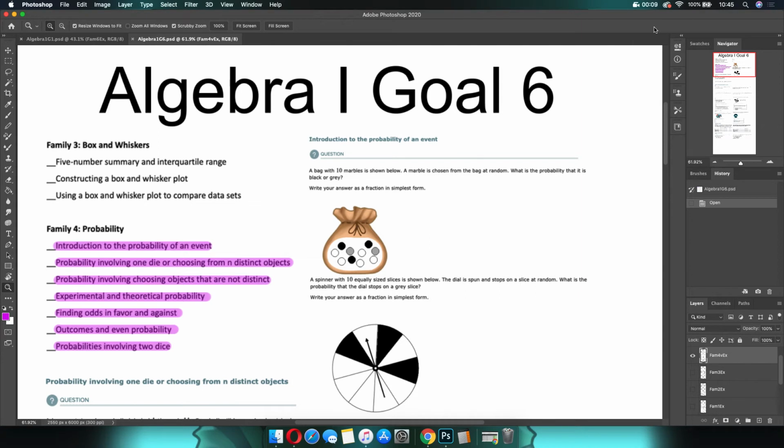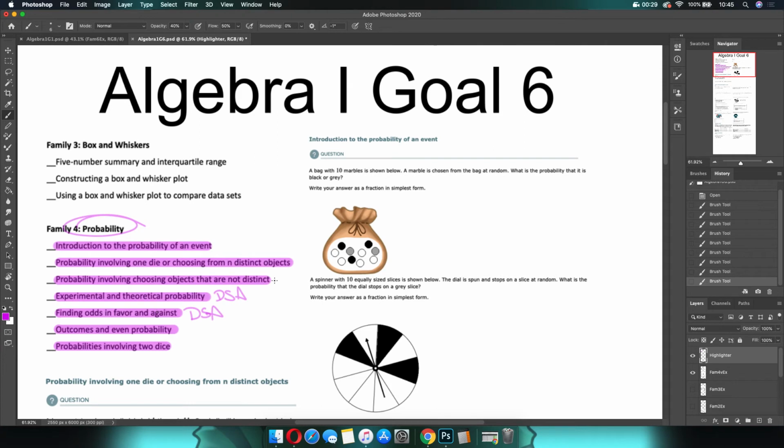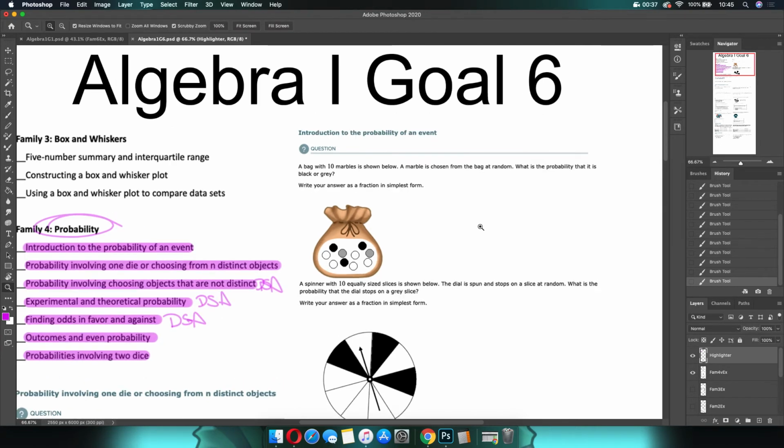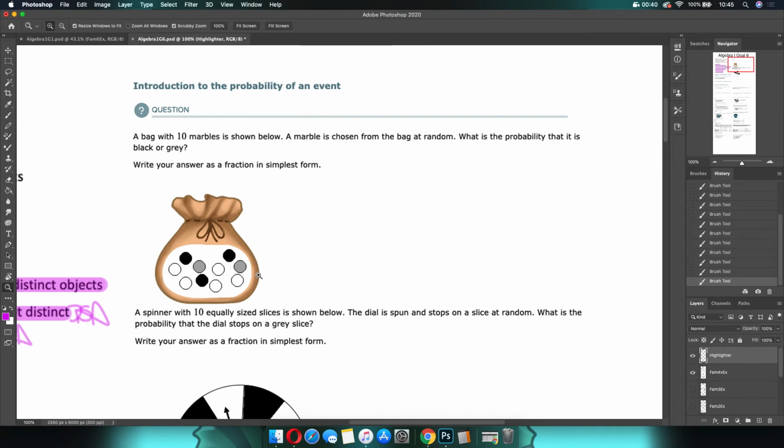Now our last little piece of probability and statistics that we're dealing with is specifically going to be probability, and getting used to the fact that a lot of these are going to be DSA questions. So odds in favor and against is a DSA question. Experimental is a DSA question. Objects that are not distinct is a DSA question. So you start to realize, oh wait, wow, these are probably topics that I need to know in earnest. So let's zoom in a little bit and get ourselves comfortable.